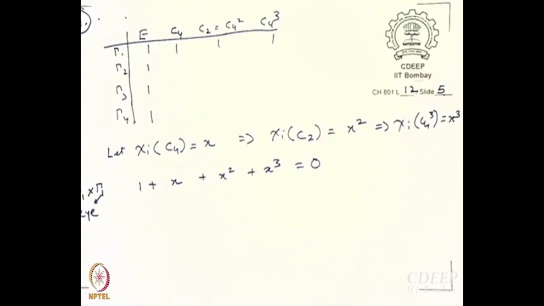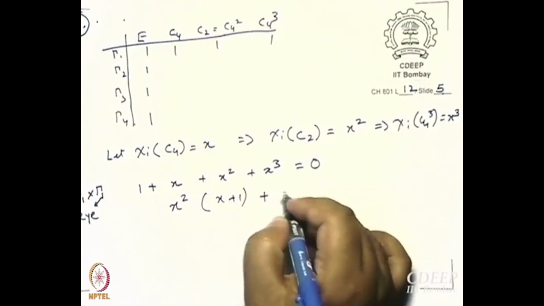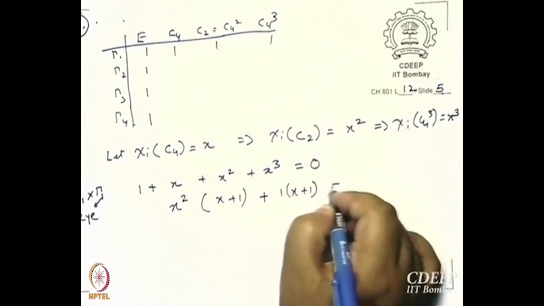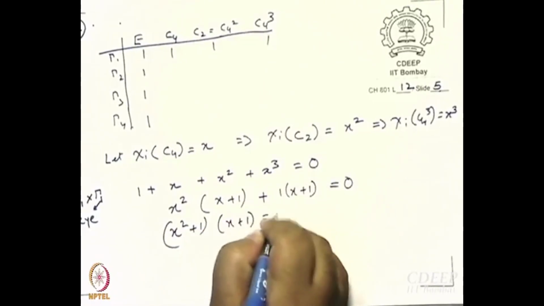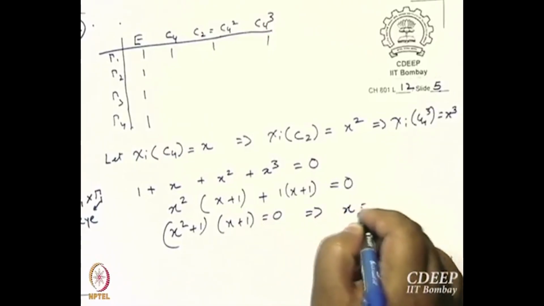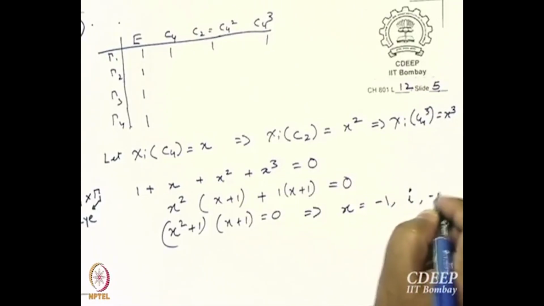Alright? Very difficult algebraic equation, cannot solve. Can you help me solve? So I can factorize like this: x square multiplied by x plus 1, plus 1 multiplied by x plus 1 equal to 0. So x square plus 1 multiplied by x plus 1 equal to 0 implies that x is equal to minus 1, i, minus i.